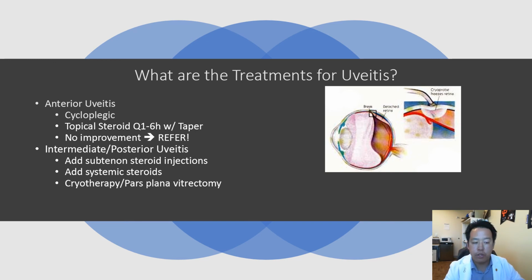For intermediate and posterior uveitis, ophthalmologists can do subtenon steroid injections if the topical isn't working. If that doesn't work, they can even add systemic steroids and kind of hit it from the inside. And if all else fails, they can even do cryotherapy or a pars plana vitrectomy.